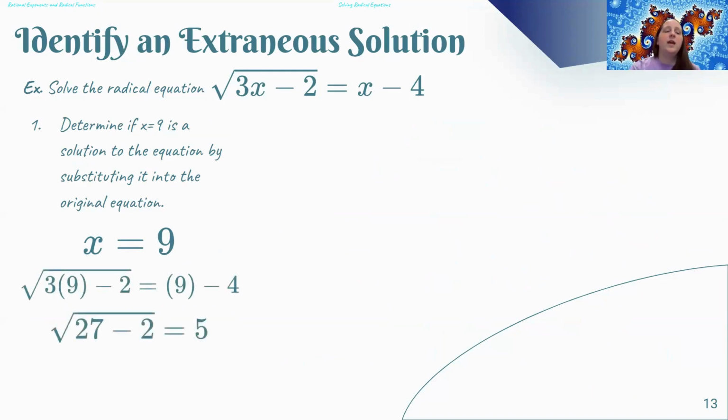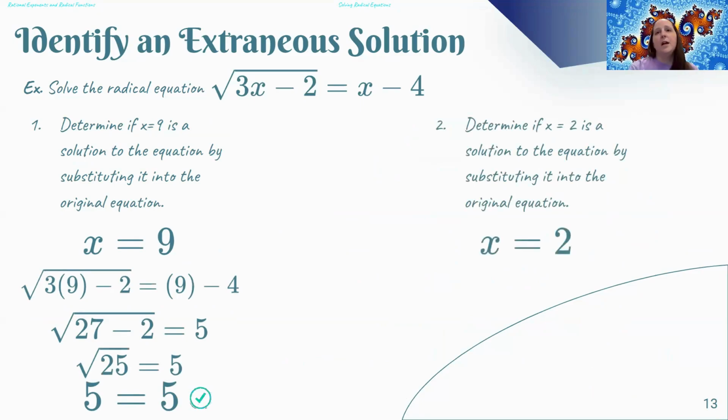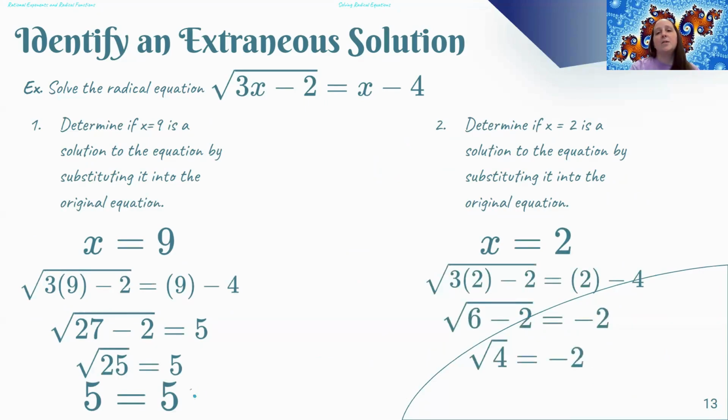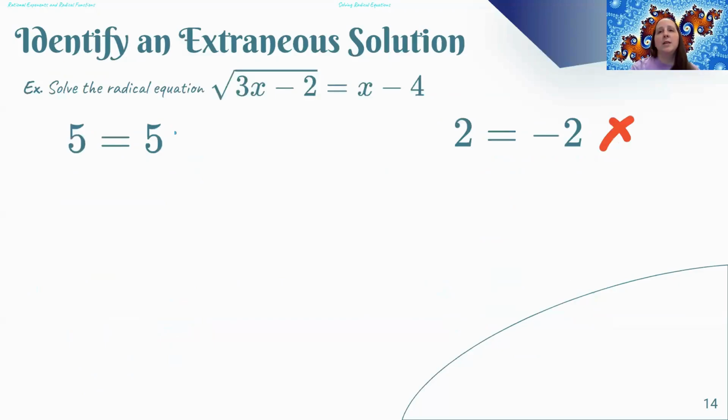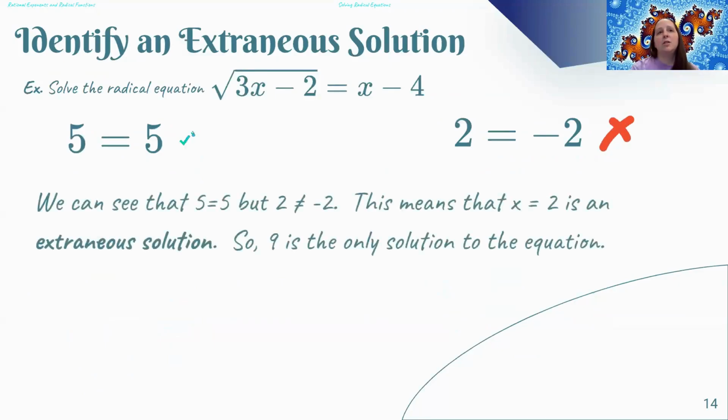Okay, when I do that, I get 27 minus 2, which is the square root of 25. So the square root of 25 equals 5. 5 does equal 5, so x equals 9 is a solution. I do the same thing with x equals 2. I get the square root of 4 equals negative 2. 2 equals negative 2. That is not a solution. So what this means is that I have an extraneous solution. So x equals 2 is an extraneous solution. It's a solution that I might get, but it doesn't actually work in my problem.